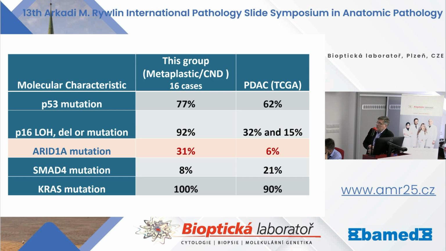Other molecular things seem to be slightly different as well. P16 is a lot more common in this group, and KRAS mutation is 100%. KRAS mutation is interesting in the pancreas. It is actually not the mutation itself, but the abundance of KRAS that is related to more poorly differentiated cancers.